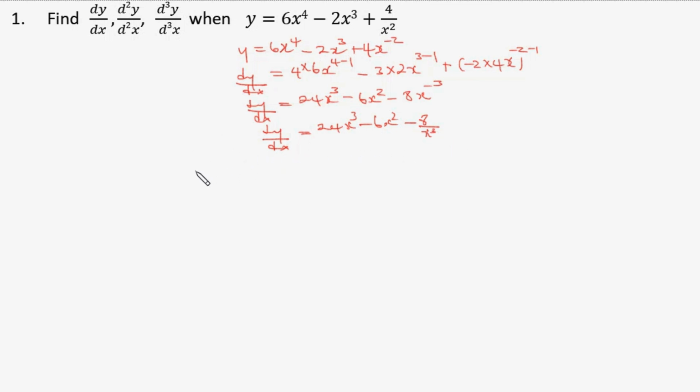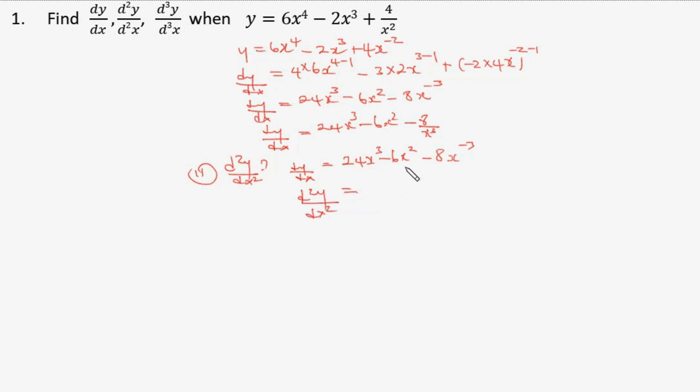We go to the second. We are asked to find d squared y, and this is our second question. What we do here, we differentiate again the result we have here. Let's write dy/dx again. dy/dx is equal to 24x cubed minus 6x squared. Let's write this as 8x to the power minus 3. Differentiating the second time gives d squared y over dx squared.